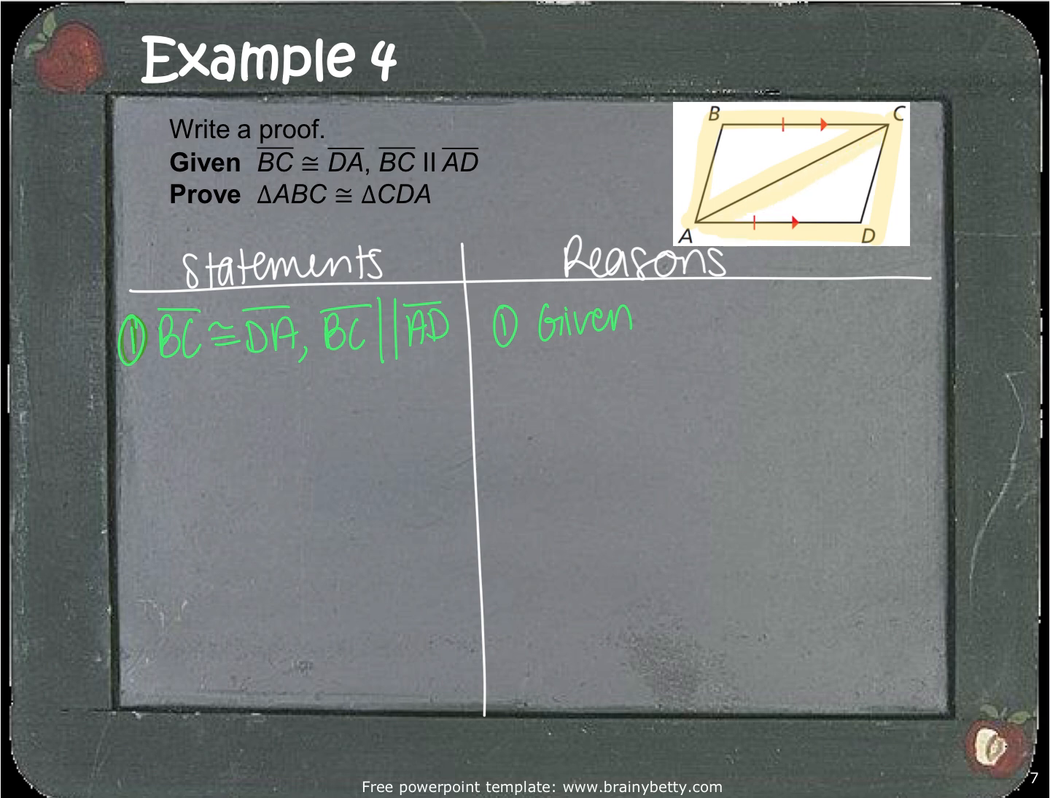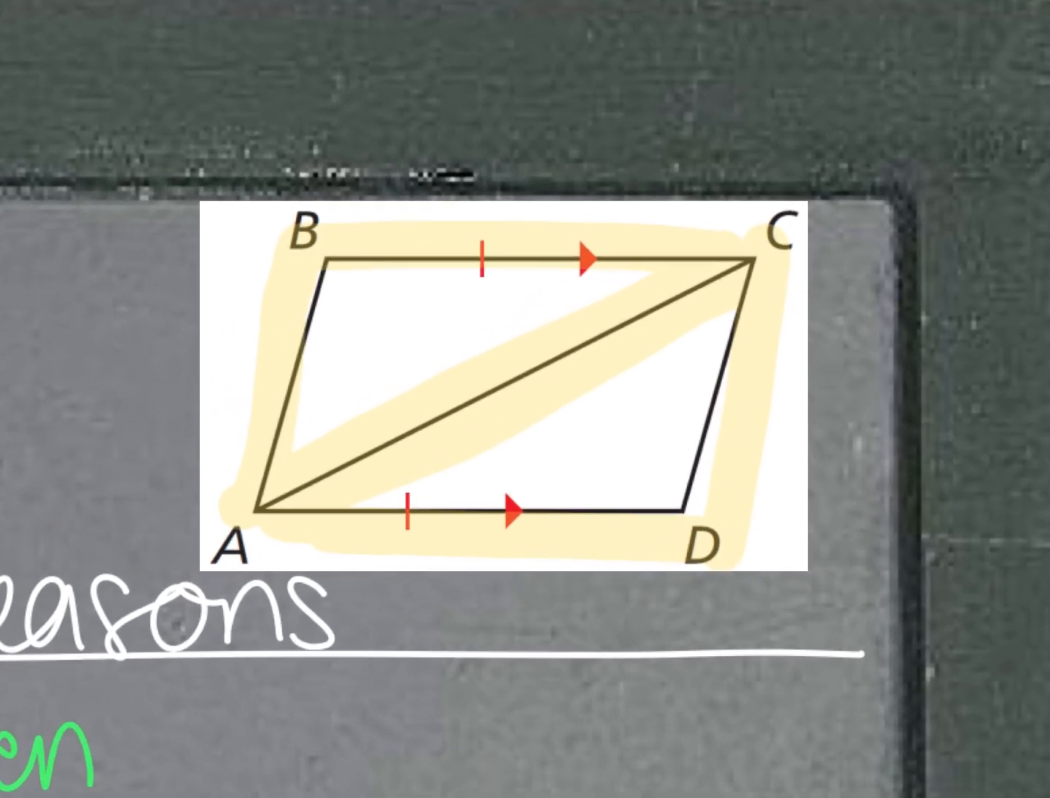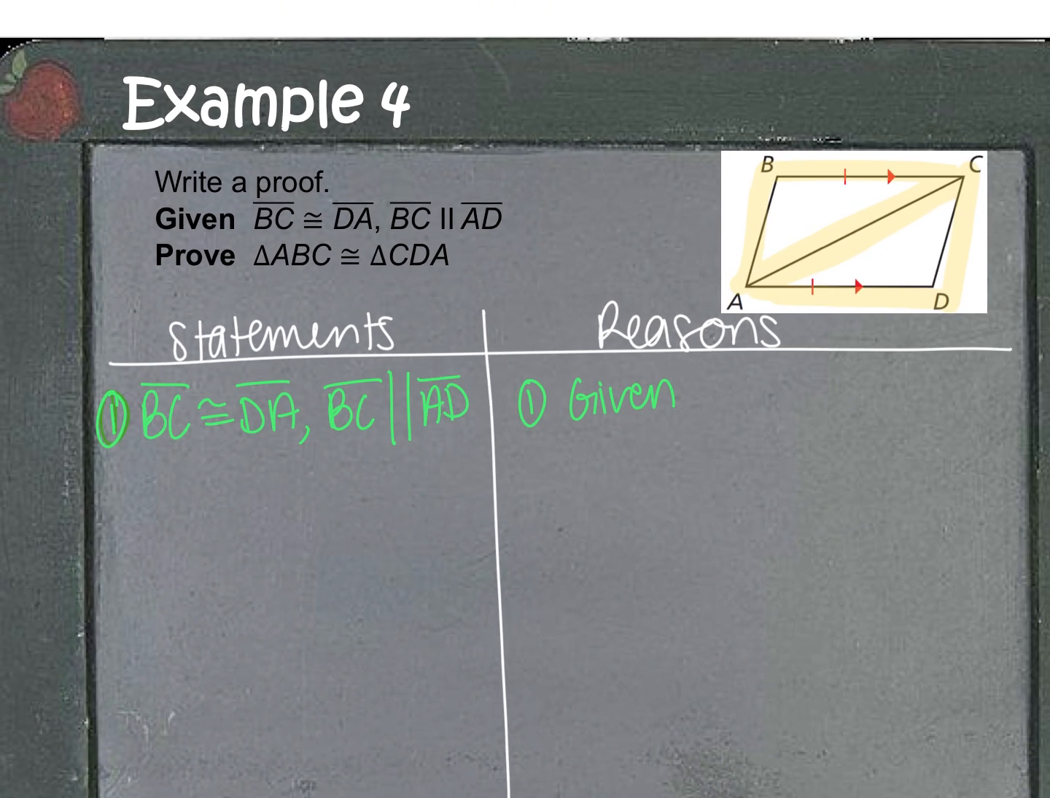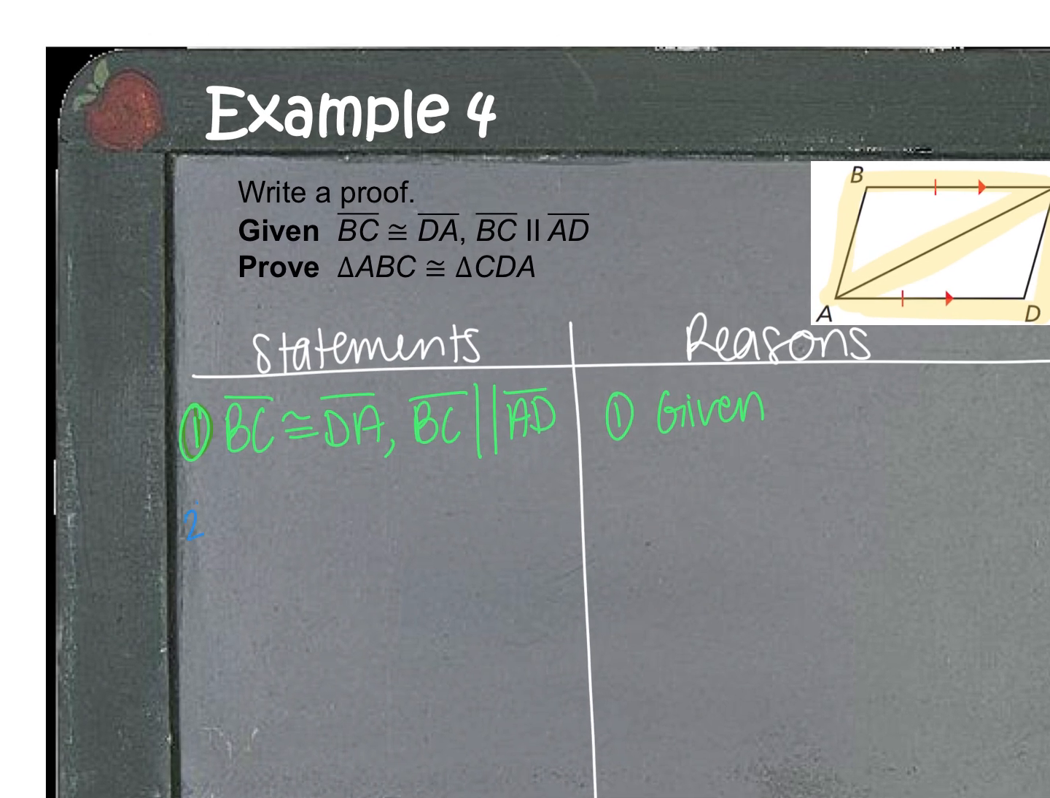So, looking at the diagram, what do I know that is not shown for me? What do I know is going to be congruent? Can anybody tell me? Yes. CA is going to be congruent. Good. CA is congruent to itself. So I'm going to go ahead and write that one down first. So I'm going to go ahead and write my second one.